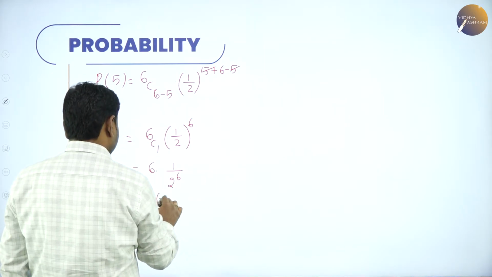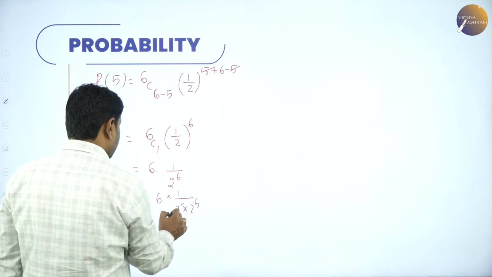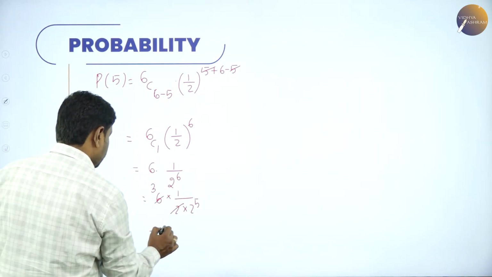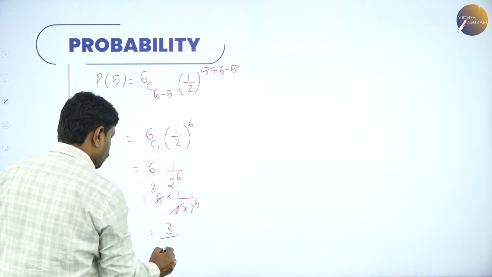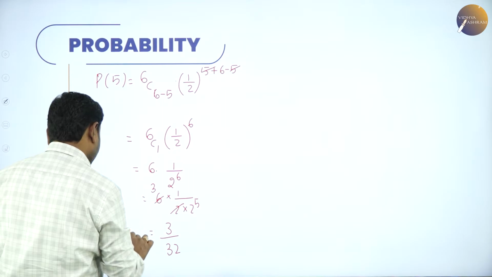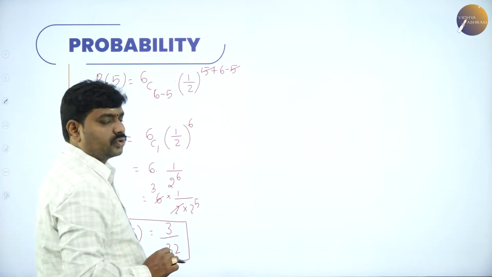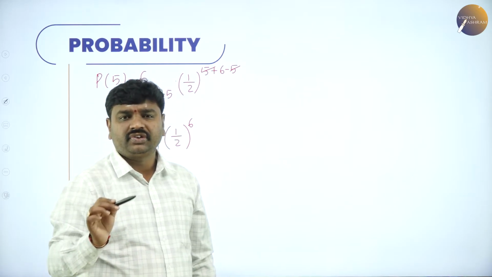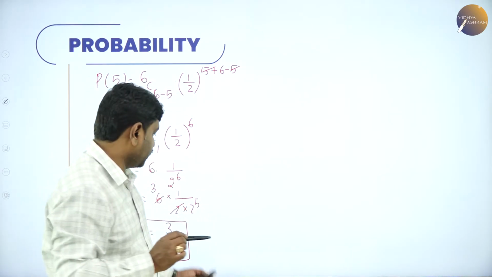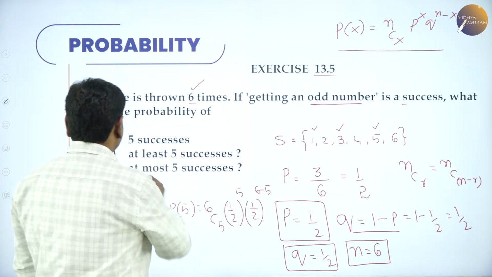That can be written as 6 into 1 by 2 into 2 power 5. 2 ones are 2, 2 threes are 6, so numerator is 3, denominator is 2 power 5. 2 five times, if you multiply, you will get 32. So P of 5, probability of getting 5 successes, is 3 by 32. 2 2s are 4, 2 4s are 8, 2 8s are 16, 2 16s are 32. 2 power 5 is 32. 3 by 32 is the probability of getting 5 successes.